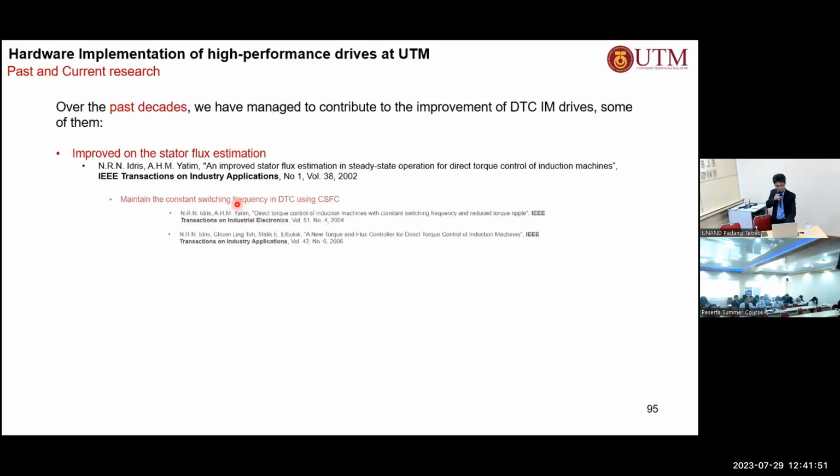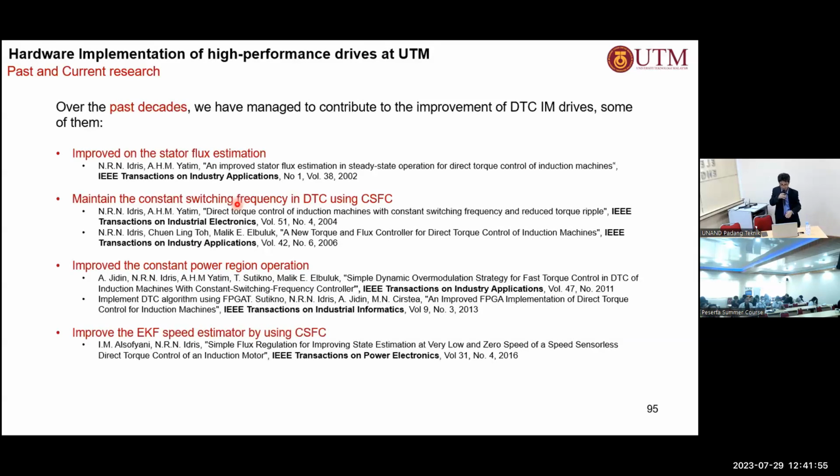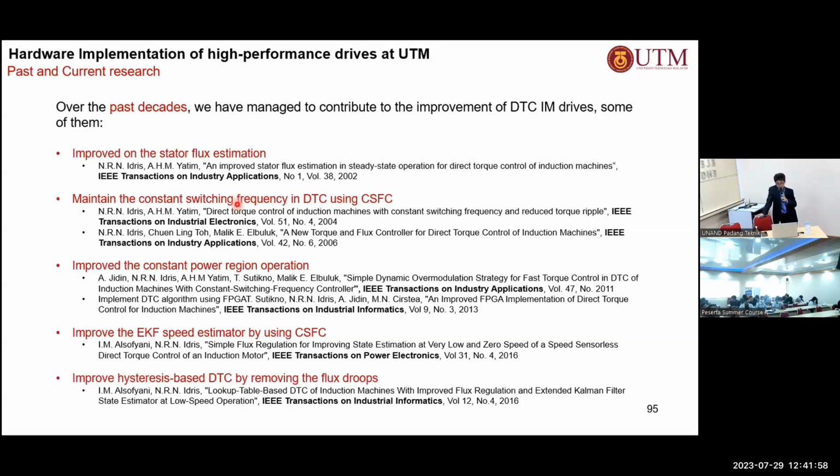Over the past decades, since the early 2000s, we have done a lot of research in direct torque control, and we have published several papers in the IEEE Transactions. You can see there my PhD work in 2001 in the IEEE Transactions on Industry Applications, where I improved on the stator estimation. Then I maintained a constant switching frequency with the help of a constant switching frequency controller. I removed the hysteresis, replacing it with constant switching frequency, and we managed to publish that in 2 transactions. And then we improved the constant power region, which is the overmodulation region of the direct torque control, and managed to publish that in 2 transactions.